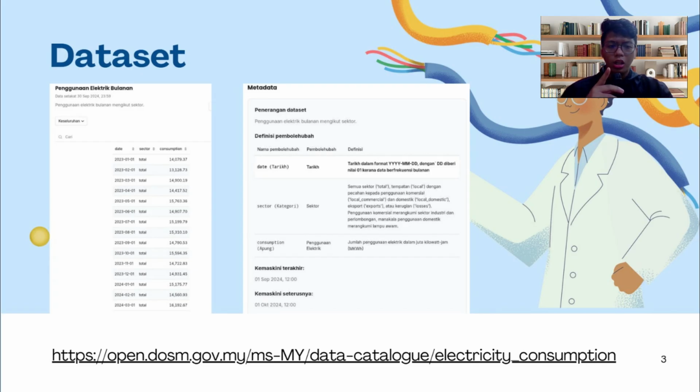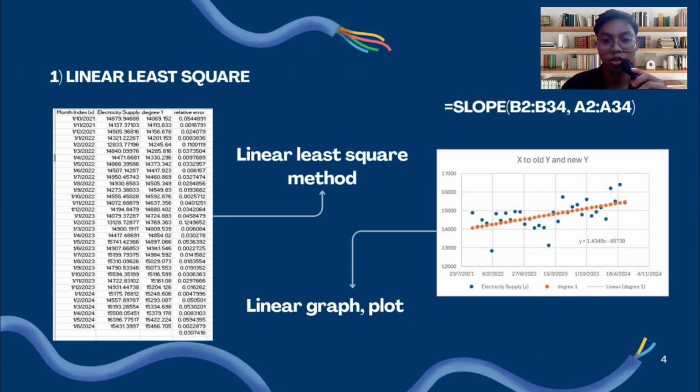The data section explains the definition of each variable, ensuring the data is clear and well structured. The data set is suitable for numerical analysis because it is time series data, continuous in nature, and contains more than 30 data points, which is required for our project. Now I will continue with the next slide, which is the linear least squares method.